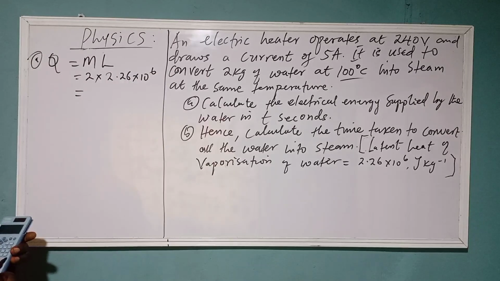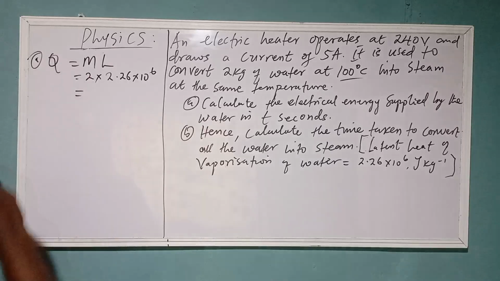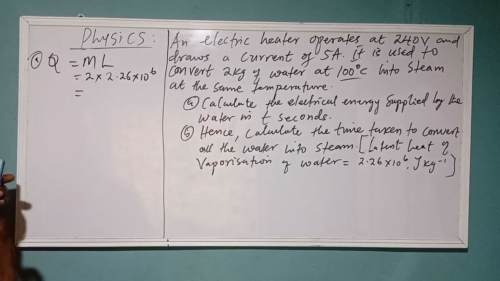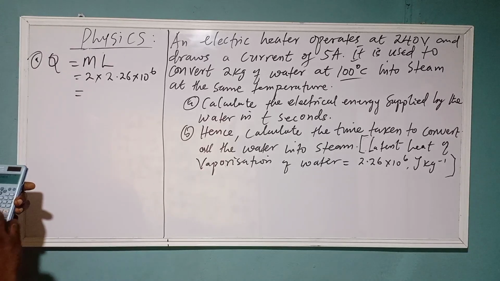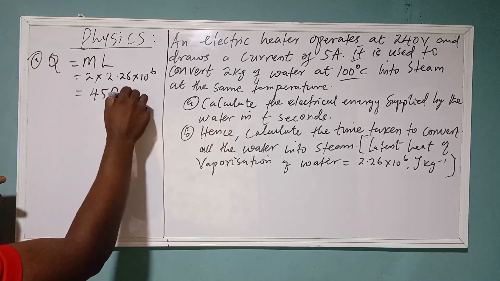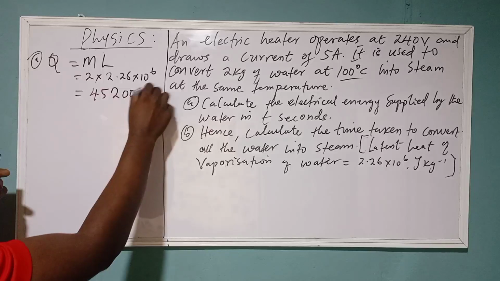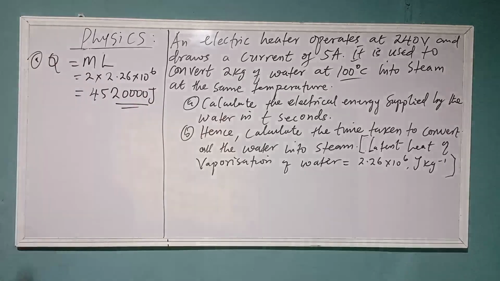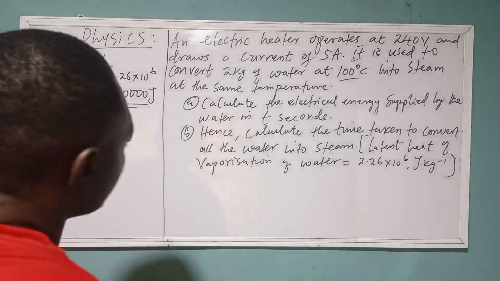So 2.26 times 10 raised to the power of 6. Let's multiply this value by 2. When we multiply this value by 2, we're going to have 2.26 times 10 to the 6 times 2. That will give you 4,520,000 joules of heat energy, right? Okay, so if you have gotten that value, we have answered A.